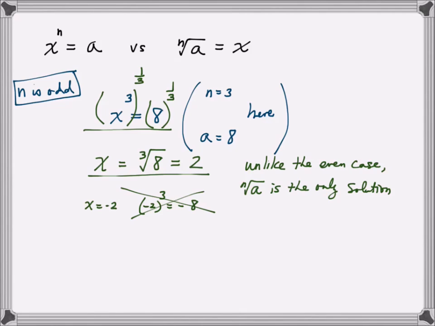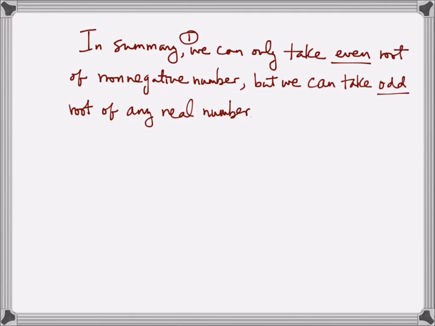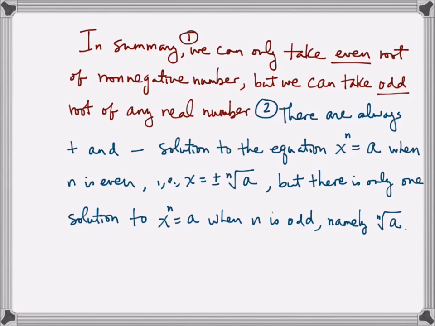So in the odd case, nth root of a is the only solution to the equation x to the n equals a. In summary, we can only take even root of non-negative number, but we can take odd root of any real number. And there are always plus and minus solutions to the equation x to the nth equals a when n is even. That is, x equals plus or minus nth root of a. But there is only one solution to the equation x to the n equals a when n is odd, namely nth root of a.